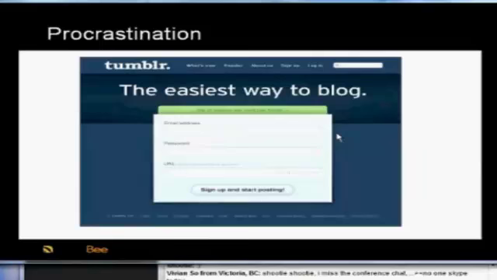There's a lot. My husband's one of those. He has the longest bookmark list of anybody I've ever seen in my life.